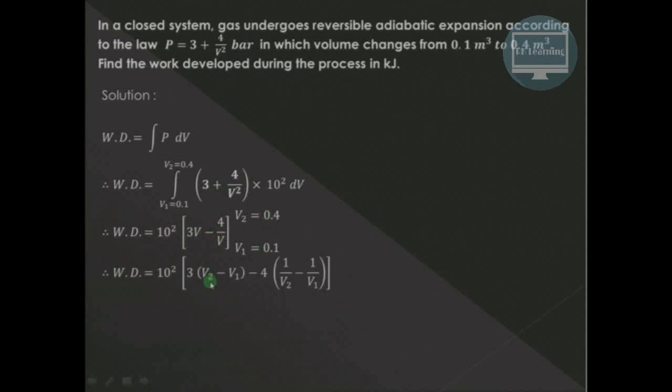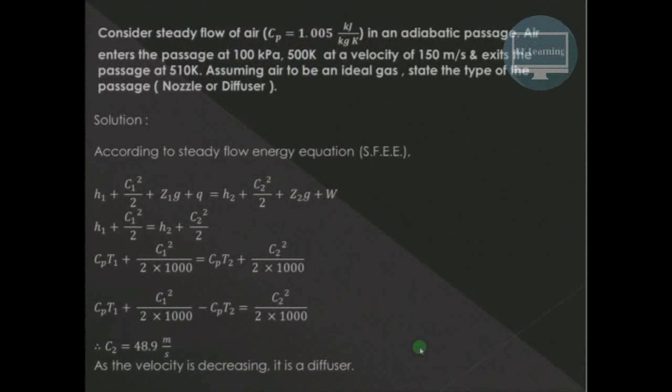So in place of V, substitute the upper limit, that is V2, minus the lower limit, that is V1. Similarly, 1 upon V, here also substitute the upper limit, that is 1 upon V2 minus 1 upon V1. And substitute the values. So V1 is 0.1 and V2 is 0.4. So by substituting these values and solving this, we'll get the work done as 30.9 into 10 raised to 2 kilojoule.